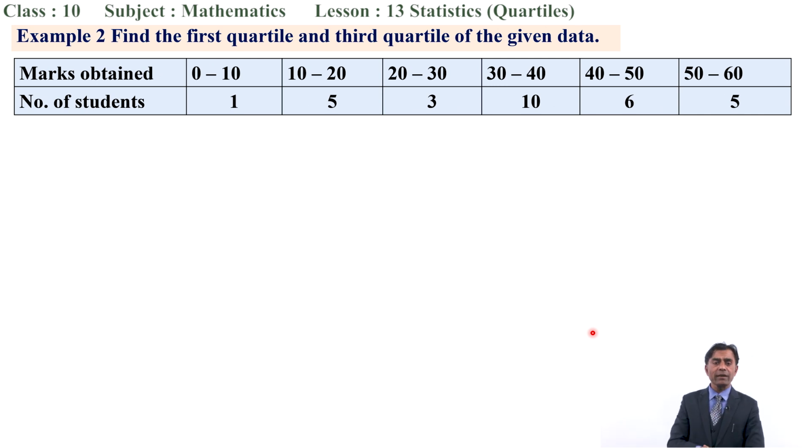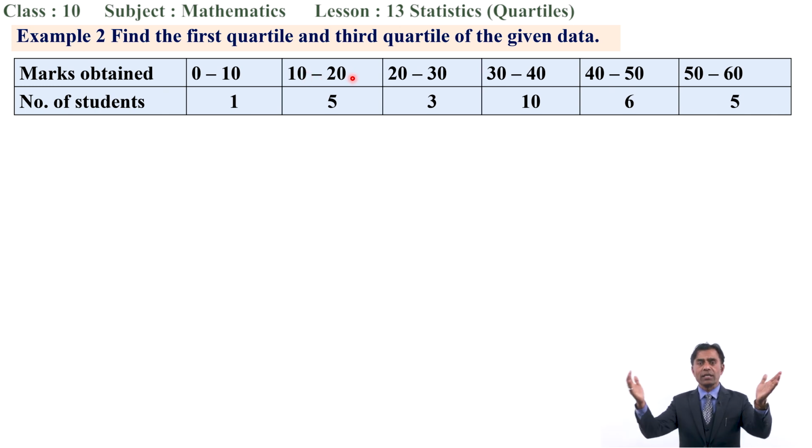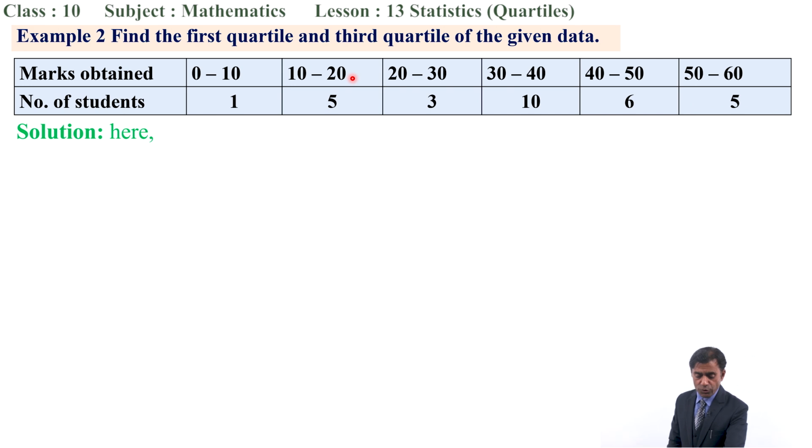Why? There is grouping, and the upper limit of the first class is the lower limit of the second class, and similarly the upper limit of the second class becomes the lower limit of the third class, and so on, so we can say that this is a continuous group as well as continuous data. How to find the first quartile and third quartile? As we discussed, is it similar to individual data, or similar to discrete data, or is it a different one? Let's see here how to find it.